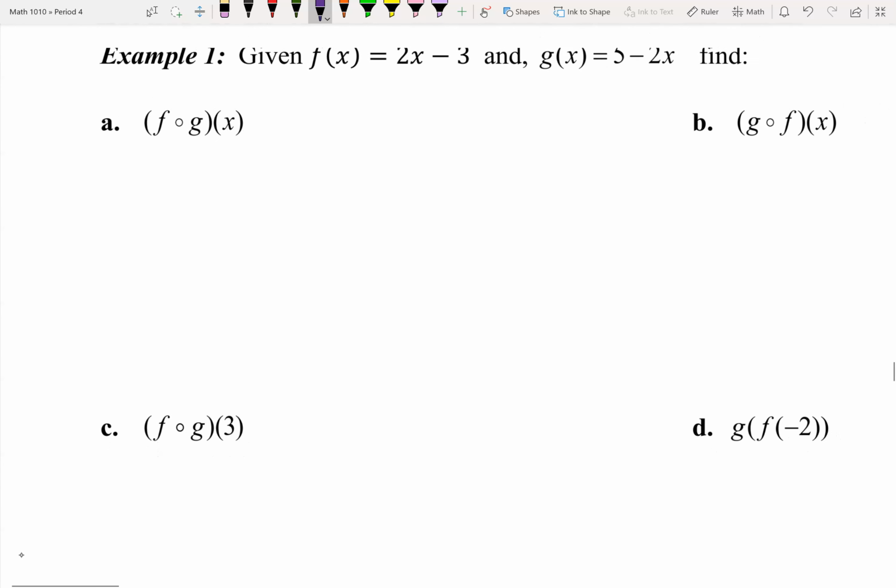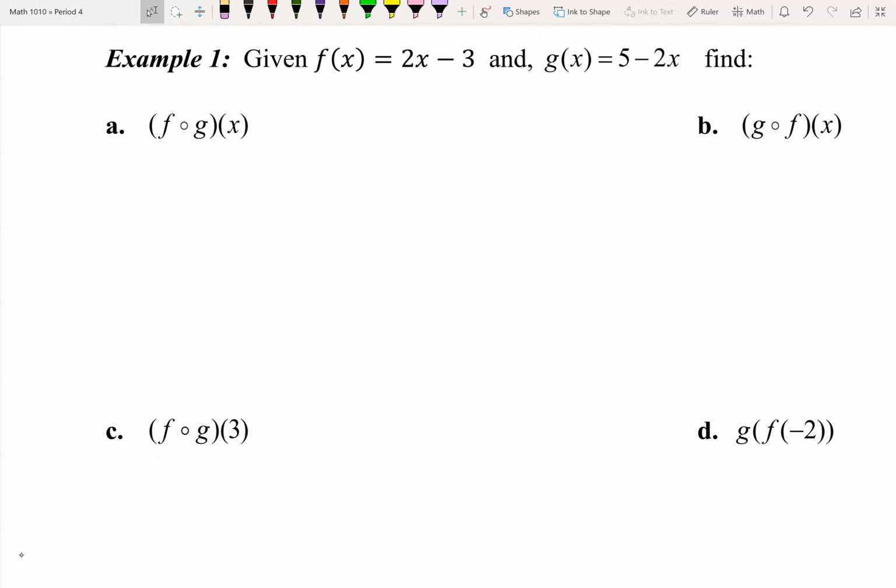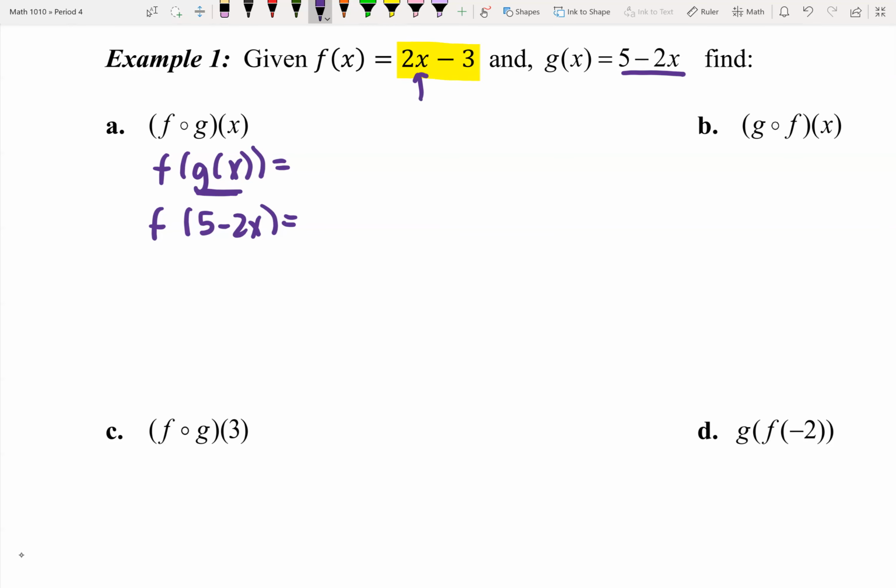So the first thing I notice about question A, guys, is it's not written the way I think that it would be best for you. So the first thing I'm going to do is write it in a good way, which is like this, f of g of x. Okay, then the next thing I'm going to do is this. Look, you guys, I take that g of x and I replace it with what g of x is. So it's f of 5 minus 2x. So now it's easy. I go into my f of x, and right here where I see an x, I'll put in 5 minus 2x. So I go 2 times 5 minus 2x minus 3.